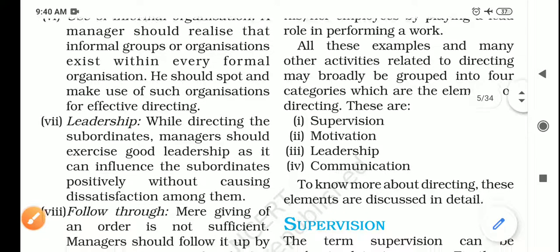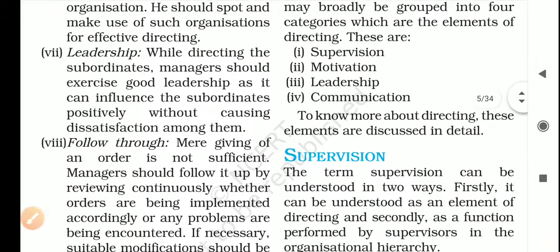Then we have the seventh principle, that is leadership. While directing the subordinates, managers should exercise good leadership, as it can influence the subordinates positively without causing dissatisfaction among them. What does leadership mean? Leadership means taking care of the needs and grievances of our subordinates.